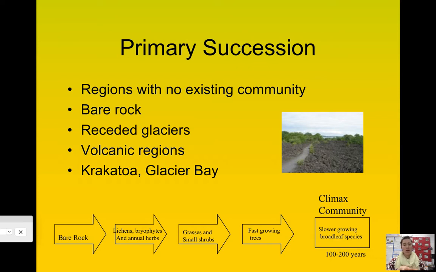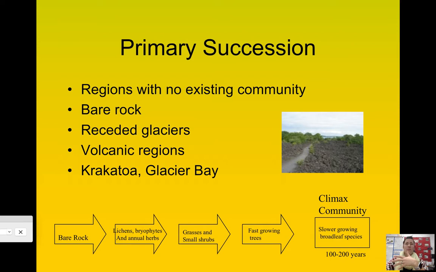Things like bare rock, receding glaciers, volcanic regions, because we know in volcanic regions new land is being formed, like the volcanic islands of Hawaii. It's really important to understand that with primary succession, you're not starting out with anything. You're going to have bare rock, and then you have your colonizers or pioneer species that are lichens, bryophytes, and annual herbs. Lichens are like mosses. Bryophytes are actually mosses.